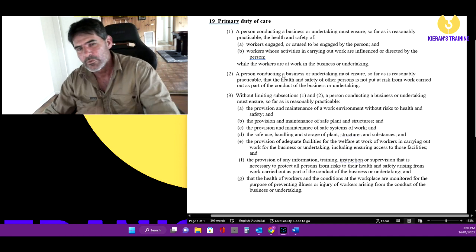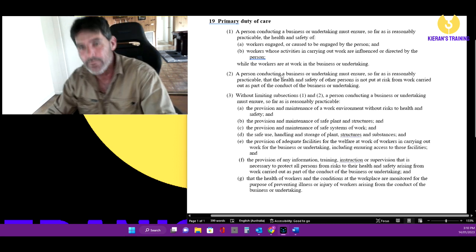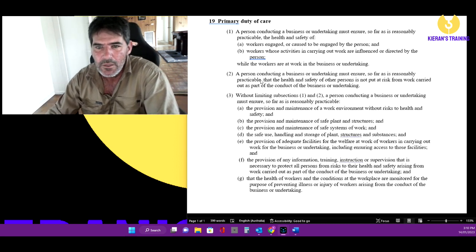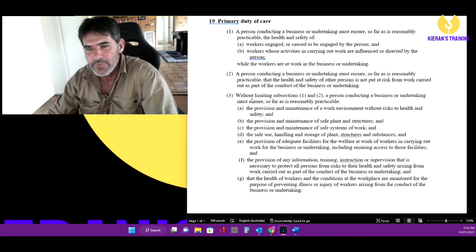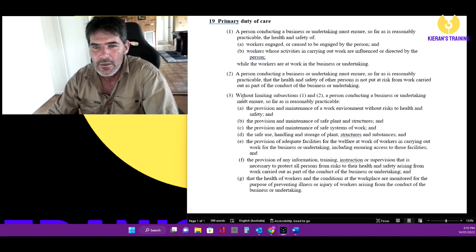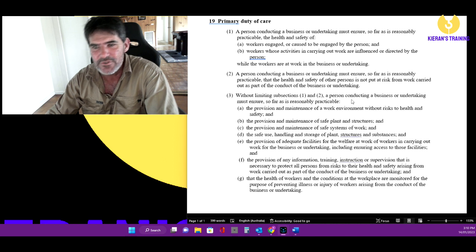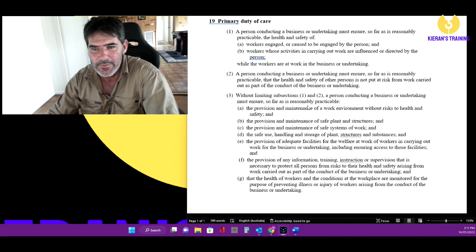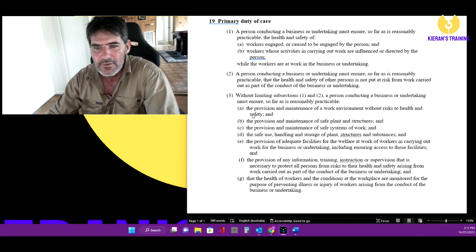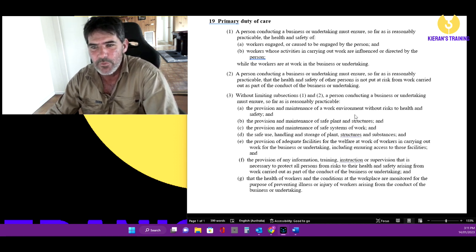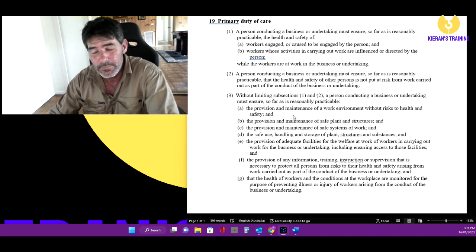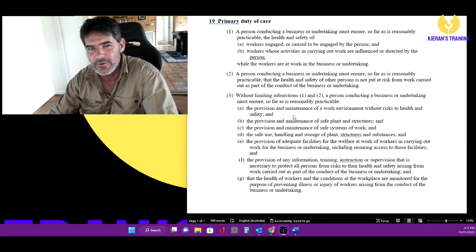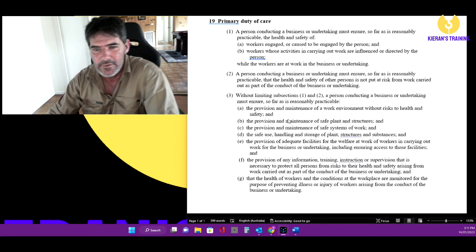So we're talking about the duties of the employer to start with. We'll come down here and it says, without limiting subsections 1 and 2, a person conducting a business or undertaking, i.e. the employer, so far as reasonably practicable, must make sure of the provision and maintenance of a work environment without risks to health and safety. So, put bluntly, that just means they must provide a safe workplace. Now the rest go on to say how they are going to do it.